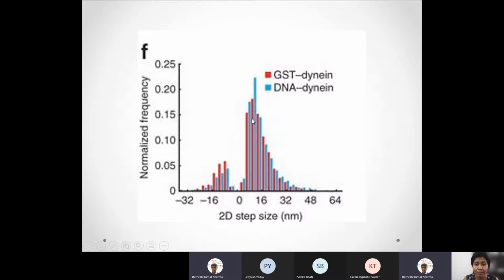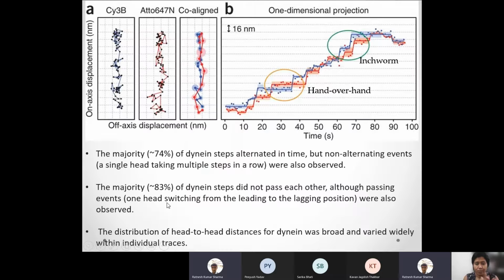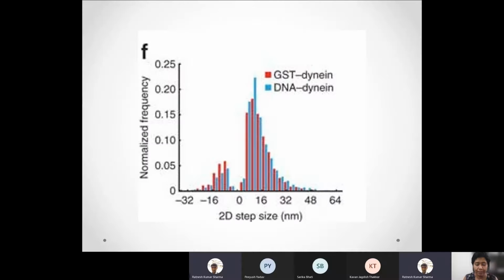And you can see the step size distribution here. Whatever they have observed, they count the number of events, the number of step sizes which are 8 nanometers, 16 nanometers, and step sizes which have moved forward, as in +8, +16, and step sizes which have moved backward, -8, -16. You plot them as a histogram in terms of number of times you see those step sizes versus the step sizes, and they get this kind of a plot.